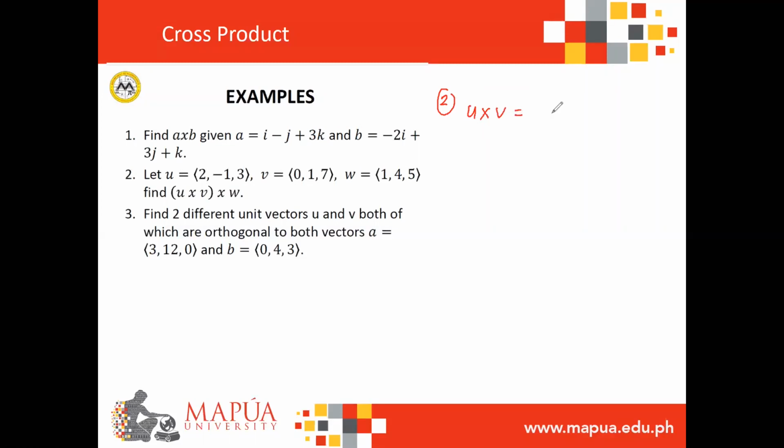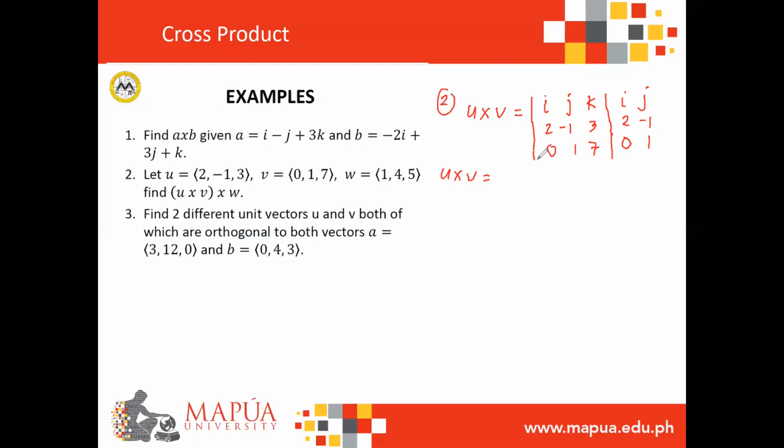So forming now the 3 by 3 matrix, we start with the first row having i, j, k. Then the second row, we have the components of vector u, 2, -1, 3. Then vector v, 0, 1, 7. So let's just employ the basket method because it is easier to apply. So we have here now i, 2, 0, then j, -1, 1. So just copy the first two columns.